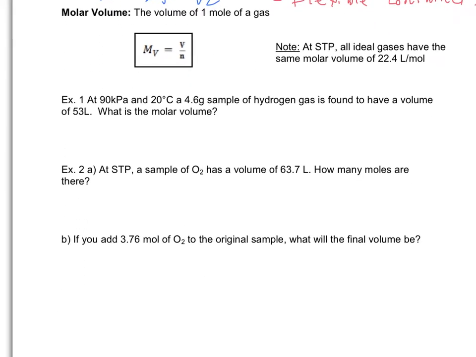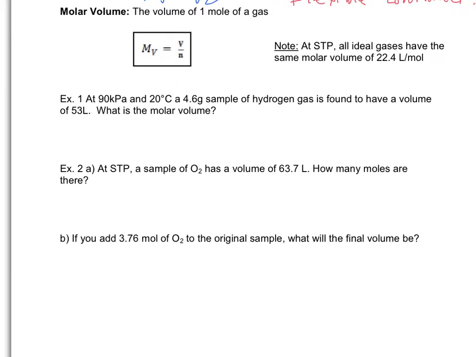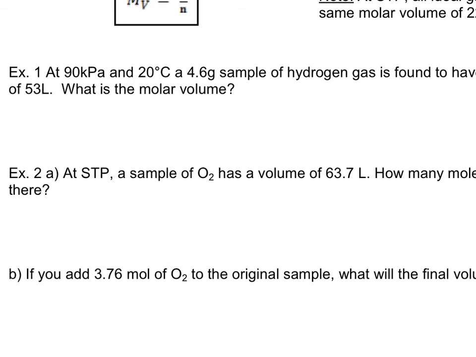Example 1 gets us to calculate the molar volume of a gas sample. At 90 kPa and 20 degrees Celsius, a 4.6 gram sample of hydrogen gas is found to have a volume of 53 liters. Here we're asked to calculate the molar volume. I can sub in what the volume is. It's given in the question, 53 liters, but I don't know how many moles the sample contains. I am given enough information to find it though. It says in the question I have 4.6 grams.